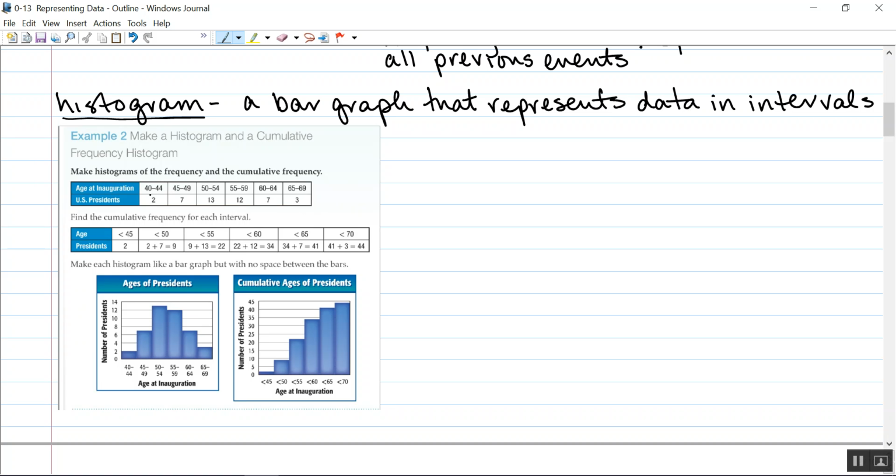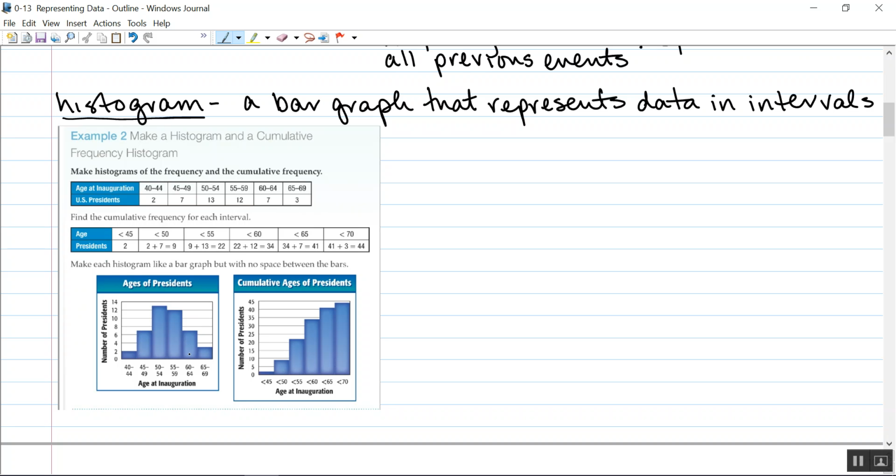So to make a histogram of that is going to look like this first graph here. Again, we have a title, ages of presidents. We have our axes labeled, so across the bottom here we have age at inauguration, and we have those intervals that are given there, 40 to 44, 45 to 49, and so on. And then on our vertical axis we have the number of presidents. So since there were 2 presidents ages 40 to 44, we draw the little bar up just to number 2. Because there were 7 presidents between the ages of 45 and 49, we draw the bar up to 7, and so on for the other categories.